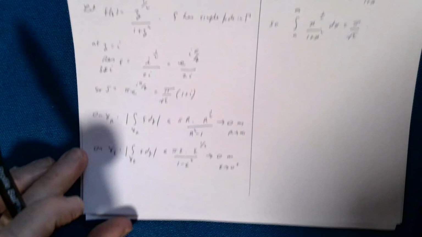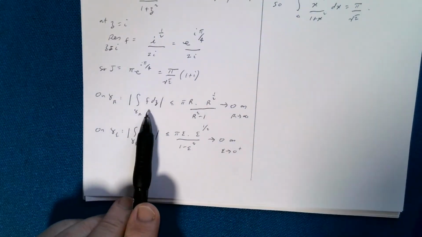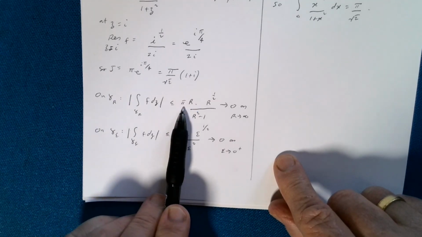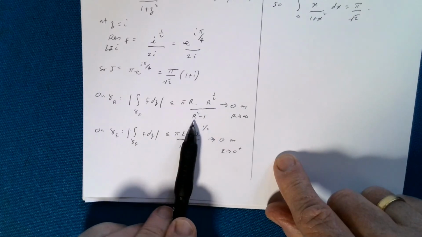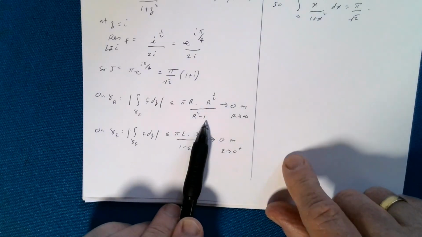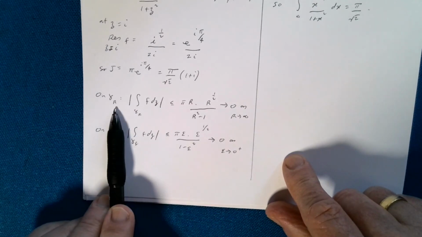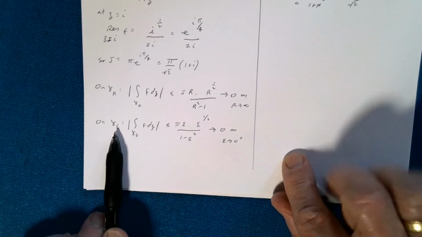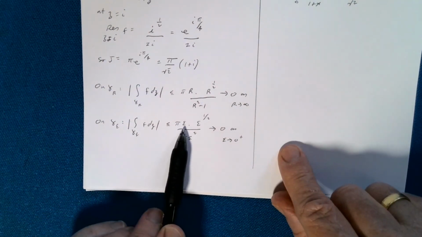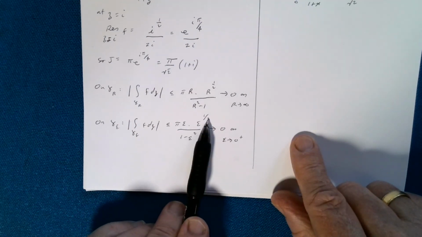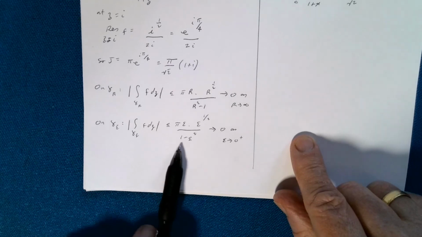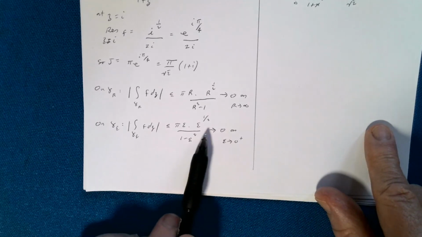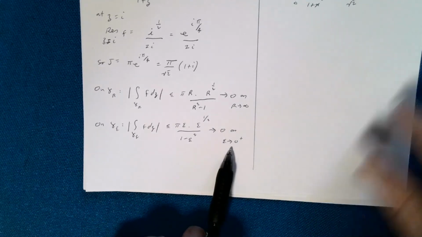Now the bounding argument is a little bit easier here. On the big semicircle, you do the usual. The length of the semicircle is pi R, and the maximum modulus is R to the half on R squared minus 1. That's for z on gamma R, and that goes to 0 as R goes to infinity. On the little semicircle of radius epsilon, once again, the length of the contour is pi epsilon, times epsilon to the half. Now the absolute value of epsilon squared minus 1 is 1 minus epsilon squared, if epsilon is between 0 and 1. And so once again, this goes to 0 as epsilon goes to 0 from above.